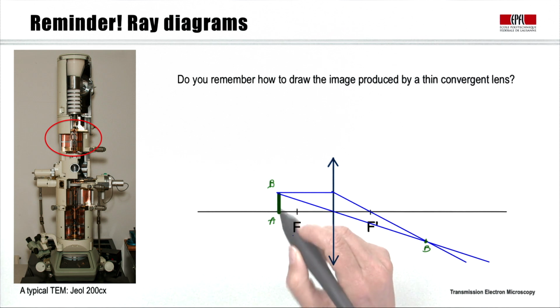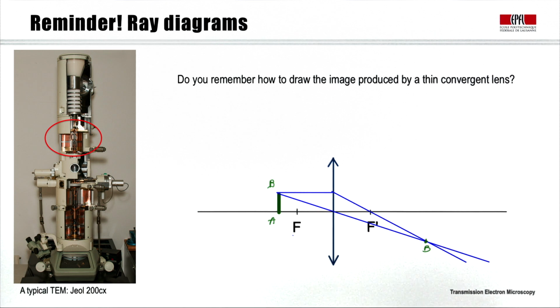I know that the image of A will be on the same height but on the optical axis. So I know exactly how to draw my image. It's like this. There I have A prime and B prime.